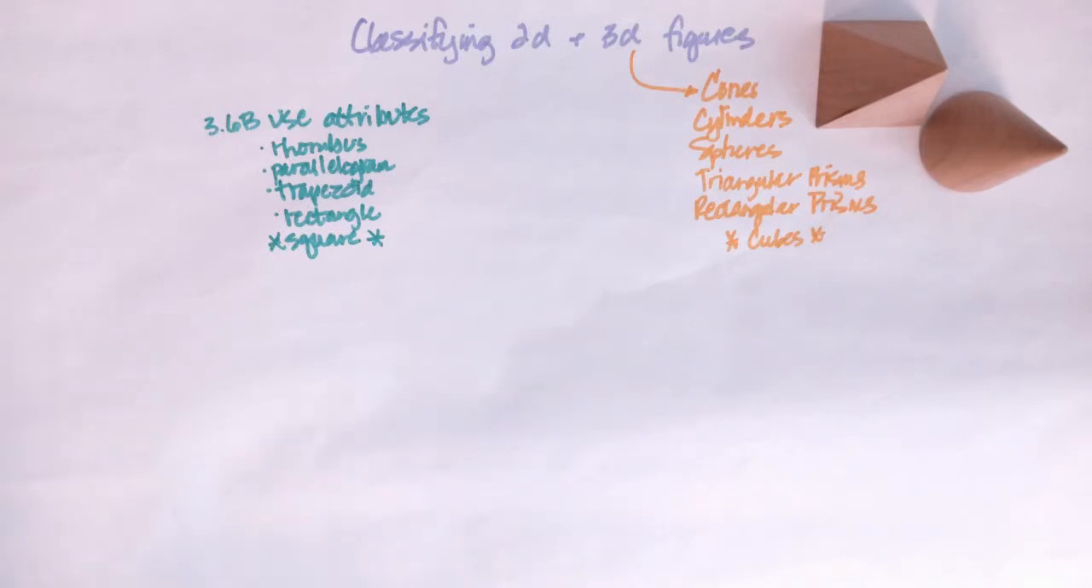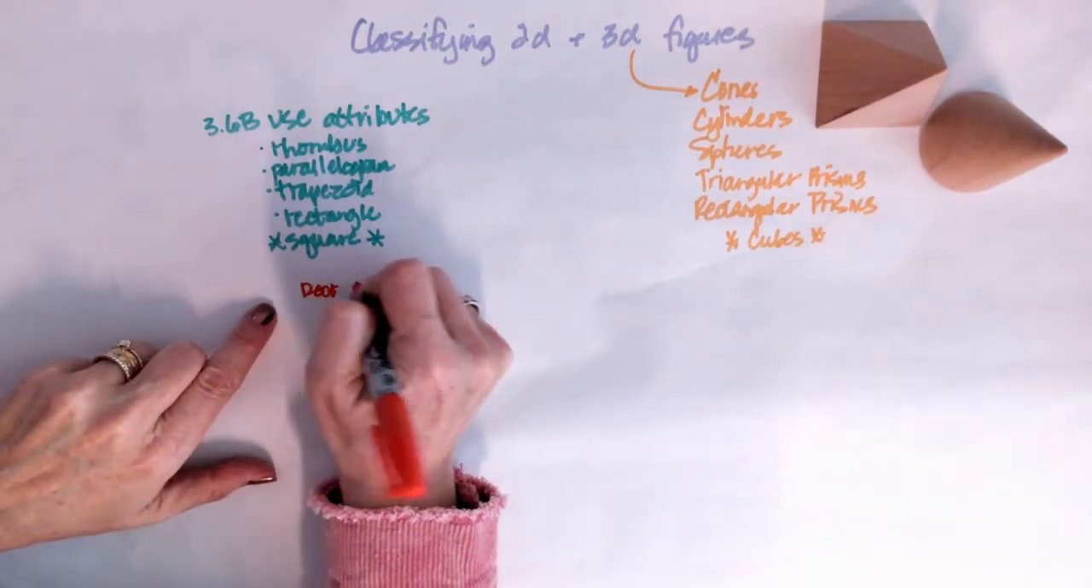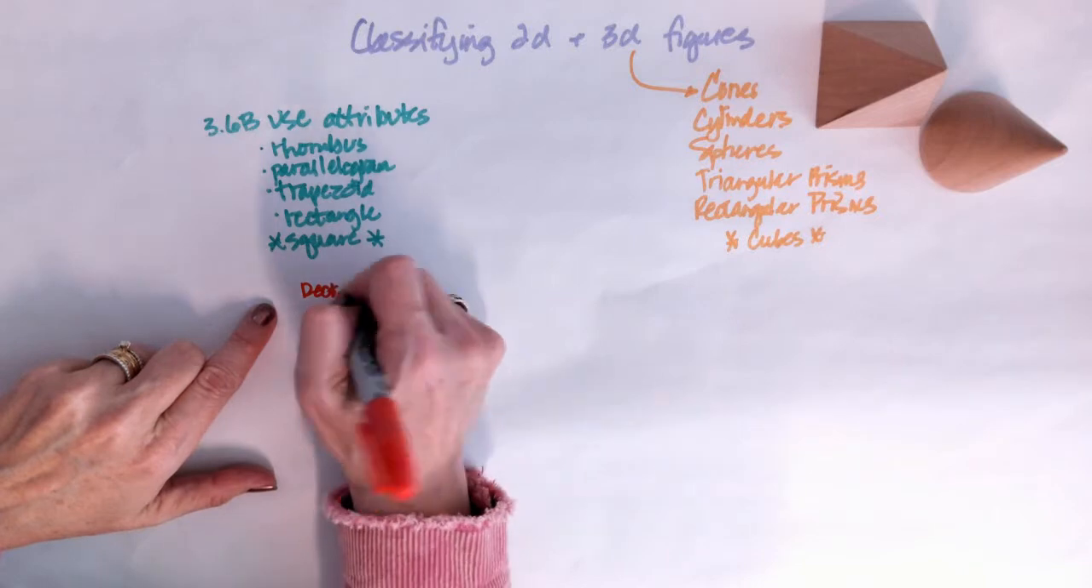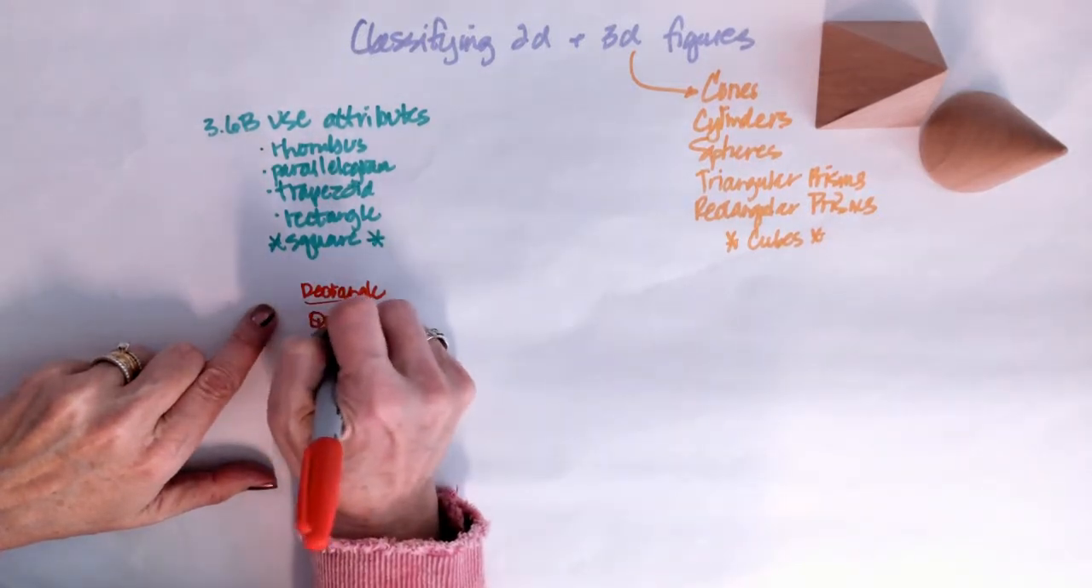So let's talk about what these things are. First of all, a giant issue that we always run into is helping kids understand a square is a rectangle, but a rectangle is not a square. A square is a rhombus, but a rhombus is not a square. So let's talk about how we help kids understand that. So we are going to talk about the attributes of a rectangle, and then we're going to see if a square fits those attributes. So a rectangle, we know it's a quadrilateral.